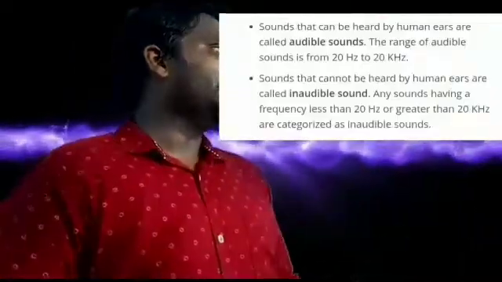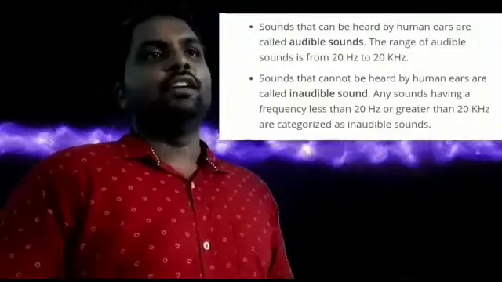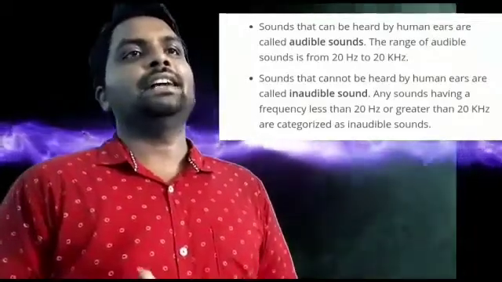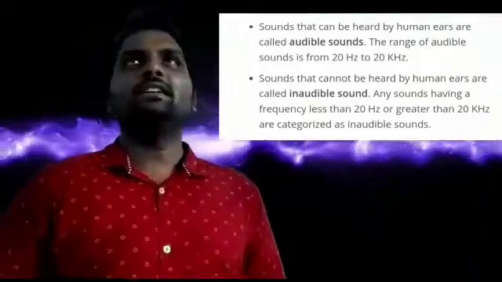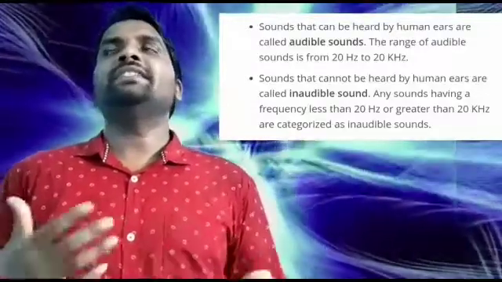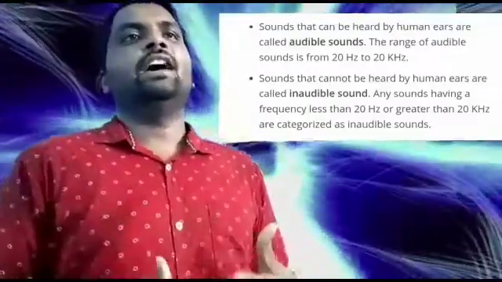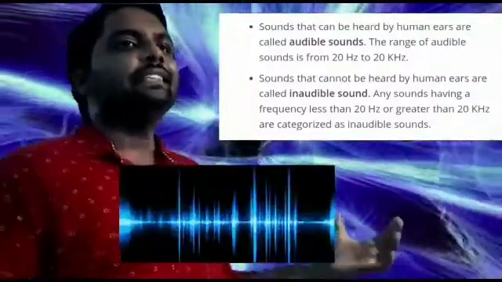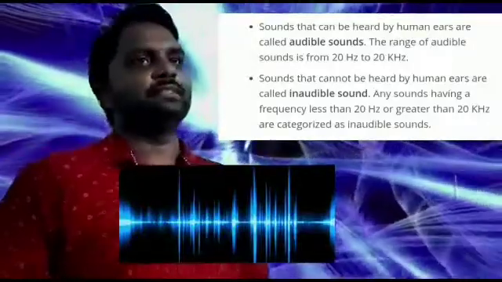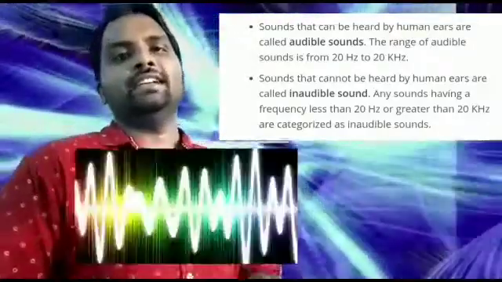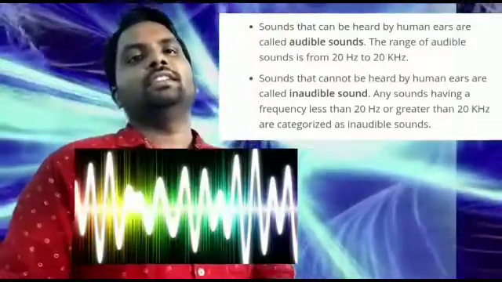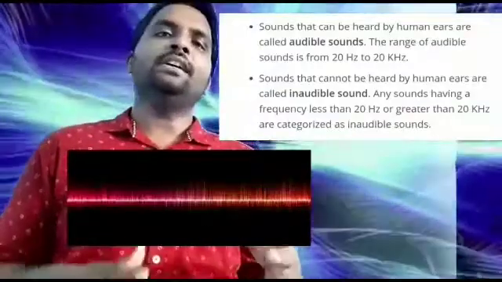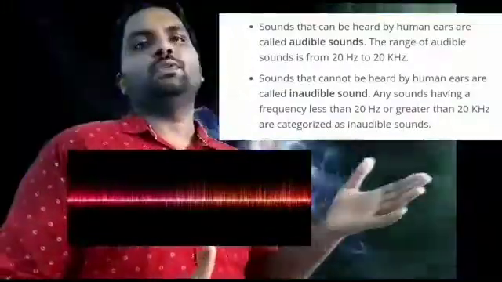Now some important topics about sound. Sound that can be heard by humans is called audible sound. That means which we can listen to, we call audible sound. The range of audible sound is from 20 Hz to 20 kHz. Up to this range humans can listen. This is one type of sound.